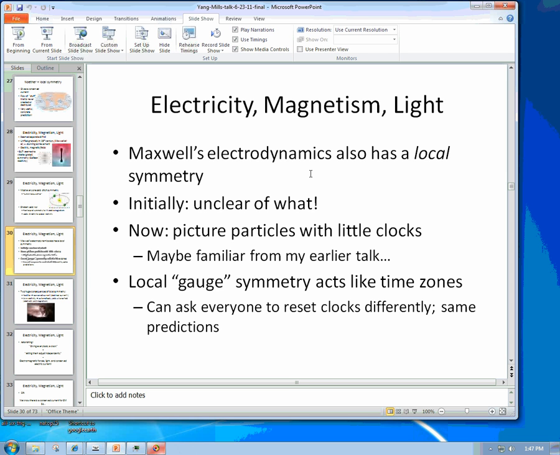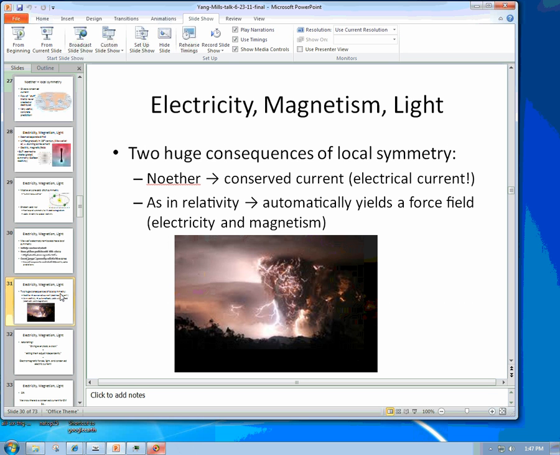But in fact, there's a way to reset everybody's clock differently, like the time zones. This is called gauge symmetry or local symmetry. And you can ask everybody to reset those little clocks differently. And if you set up the mathematics right, you will still get the same physical predictions. And so it's very much like the ability for everybody to change their clocks differently, as long as everybody talks to each other and has a system for figuring out how those relate to each other.